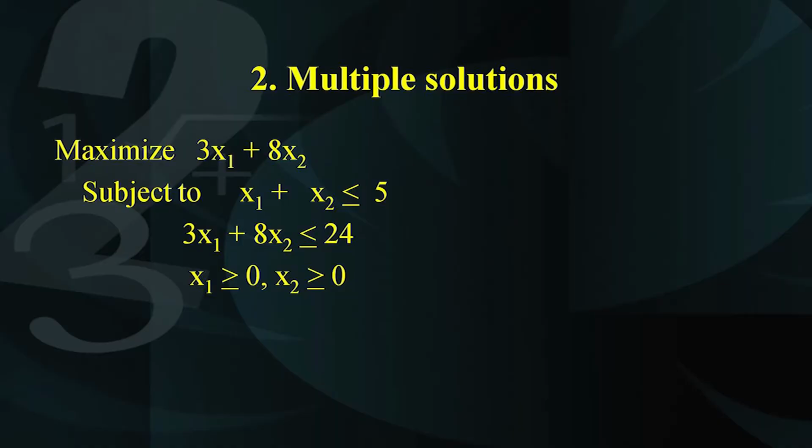Now, in the second example that I will be talking about, we have the case of a multiple solution. Exactly in the same way, the objective function is changed here: maximize 3 x 1 plus 8 x 2, subject to x 1 plus x 2 less than or equal to 5, 3 x 1 plus 8 x 2 less than or equal to 24, and x 1 and x 2 both greater than or equal to 0.